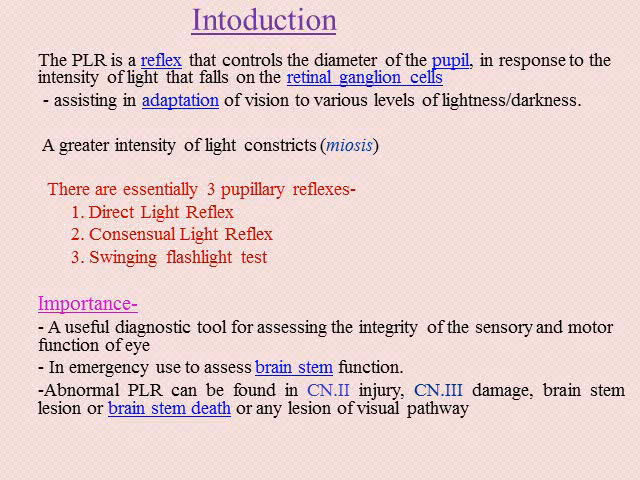Pupillary light reflex is a useful diagnostic tool for assessing the integrity of sensory motor function of the eye. In emergency, it is used to assess brainstem function. Abnormal pupillary reflex can be found in optic nerve injury, oculomotor nerve damage, brainstem lesion, brainstem death, or any lesion of the visual pathway.